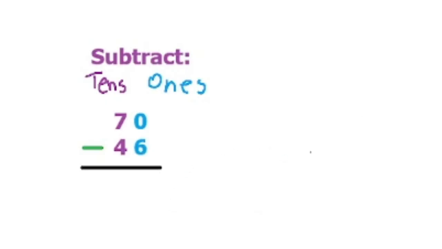So what we have to do here is we're going to borrow from the 7. So if we borrow a 10 from the 70, this becomes a 6 or a 60. So when we borrow, we put that 10 that we borrowed here. So now this number becomes 10 minus 6, which is 4.